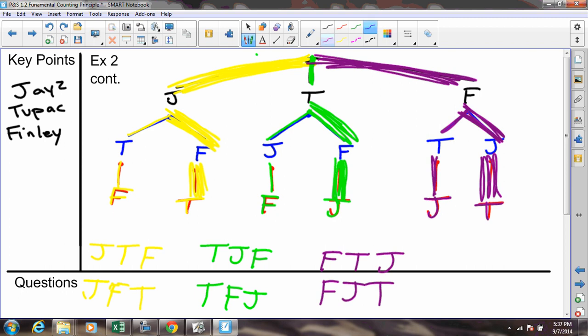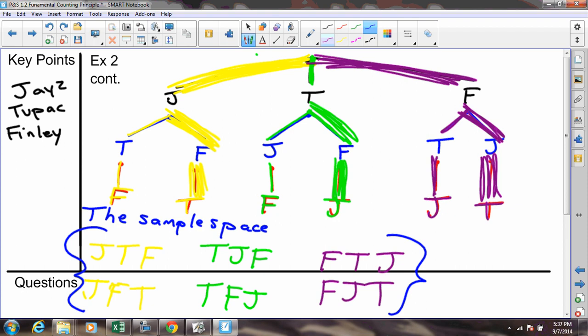We know then to finish this problem, sample spaces always have these curly brackets. Curly brackets means it's a set, and so we can say, using our complete sentences, the sample space for playing the 3 CDs is that. And we're done. Completely finished with this problem.